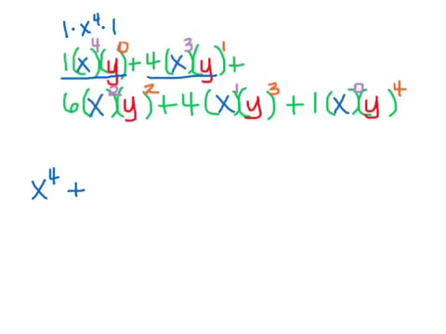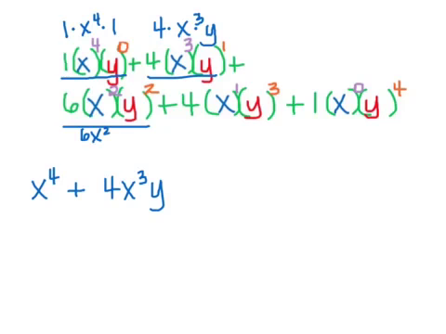Then we go to our second term. We have a 4. X is being raised to the third power. Y is being raised to the first power, which just means it's y. And so when we multiply those three, we get 4x cubed y. Then we go to our third term, and we have 6x squared y squared. Nothing unusual about that one.